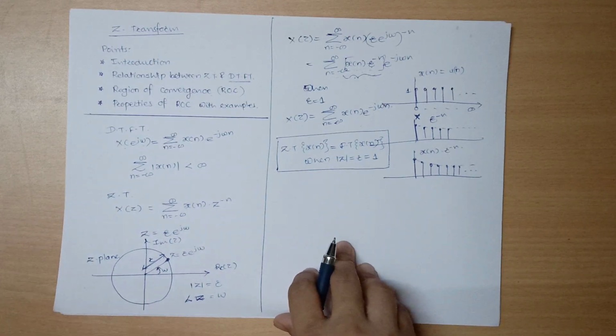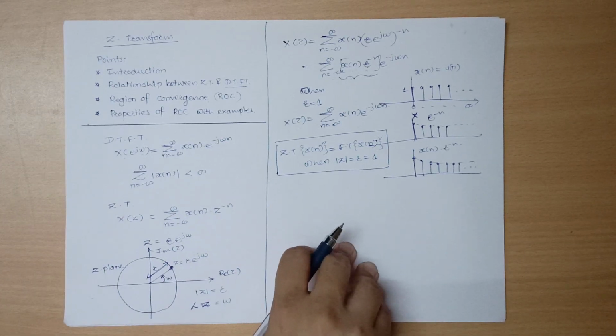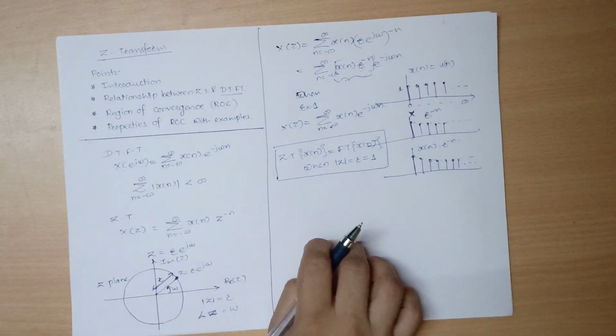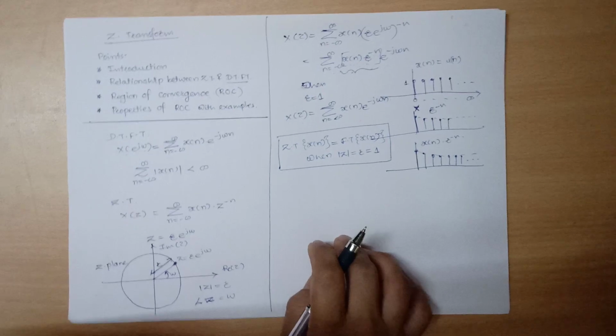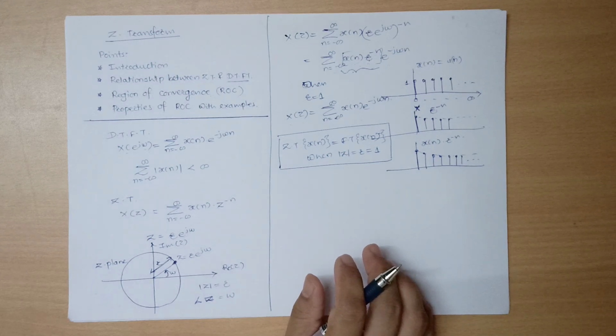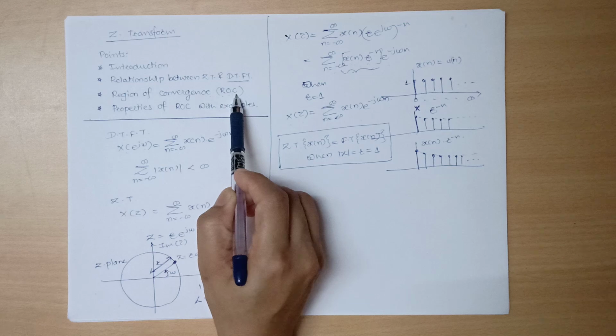Now we will turn towards the region of convergence. So what is region of convergence? Region of convergence of Z transform is the values of r for which the Z transform converges. Means this value of Z transform X of z does not go to infinity. That is called the region of convergence, and in short we call it ROC.